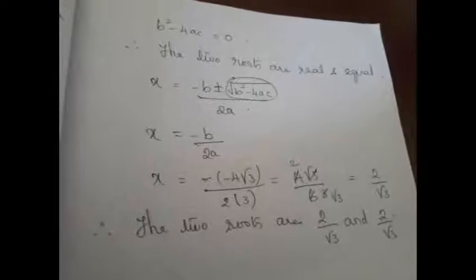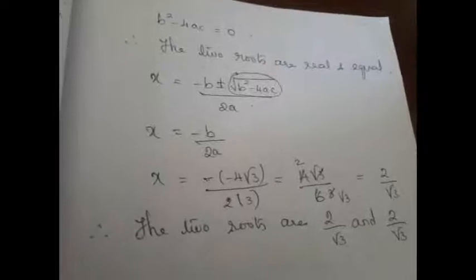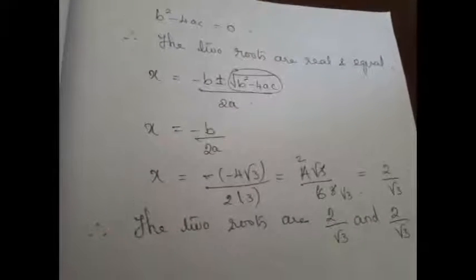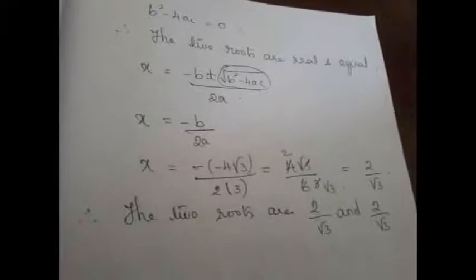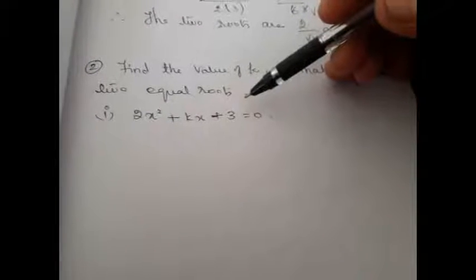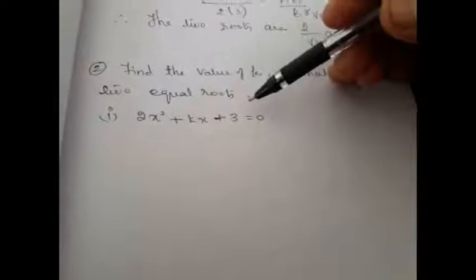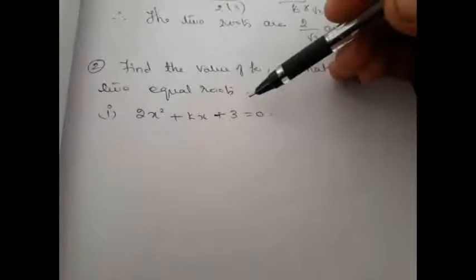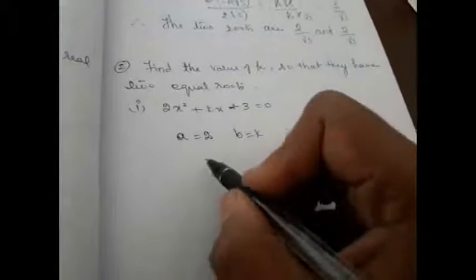There is one more problem in this heading. I am leaving that to you. So you are going to solve it, right? Let us move on to the second question now. Find the value of k so that they have two equal roots. When does a quadratic equation have equal roots? If the discriminant is equal to 0. So using that condition only we are going to find what is k. Now what is the value of a here? 2, b is k, c is 3.